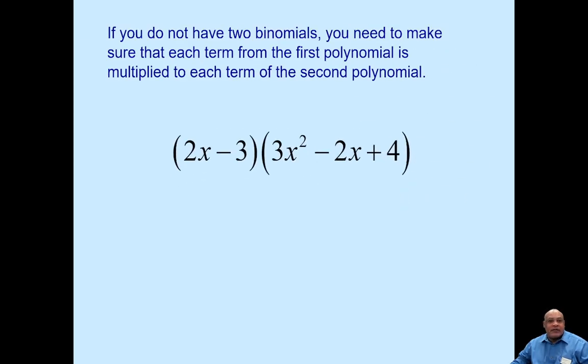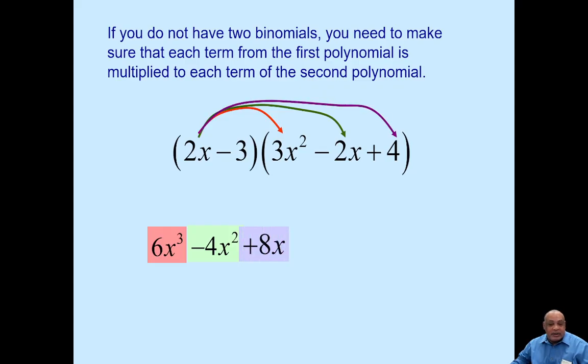If you do not have two binomials, you need to make sure that each term in the first polynomial is multiplied by each term of the second polynomial, distributed completely. So here you have 2x times 3x squared. You see, it's always helpful to draw a line there. You got 2x times the minus 2, minus 4x squared. Outer terms.